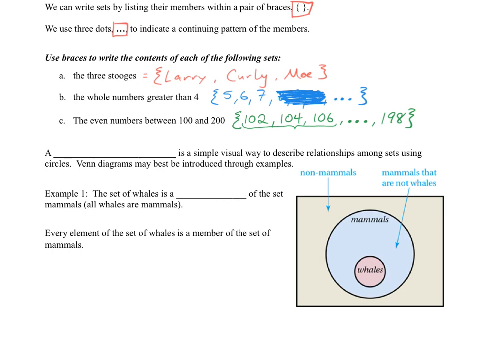All right. The last little bit here: a Venn diagram is a simple visual way to describe relationships using circles. Let's take a look at this example just so you can get a feel for how Venn diagrams work. What you can see over here is that we have this big old box, and this big old box would represent all animals. Then we have this circle here, and everything inside this circle is labeled mammals. So everything in this circle would be any mammal.